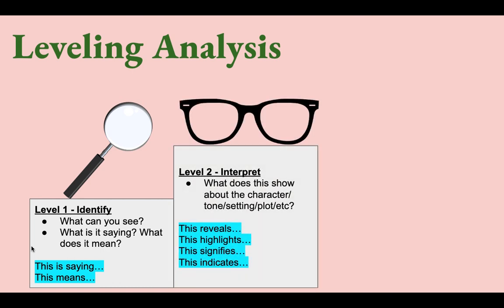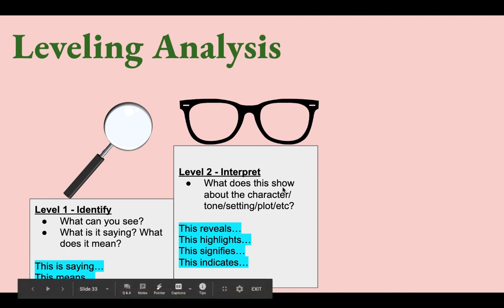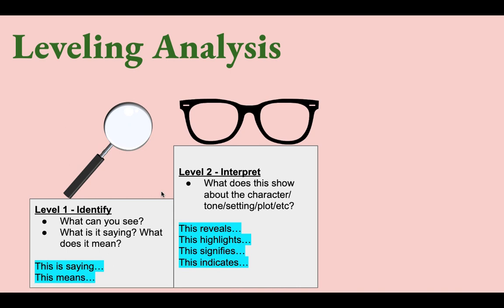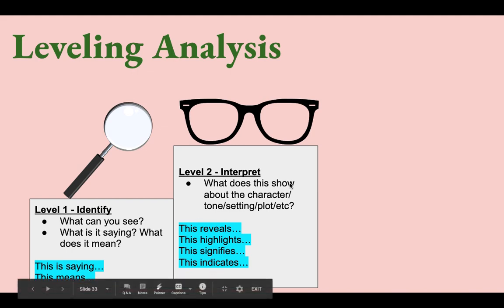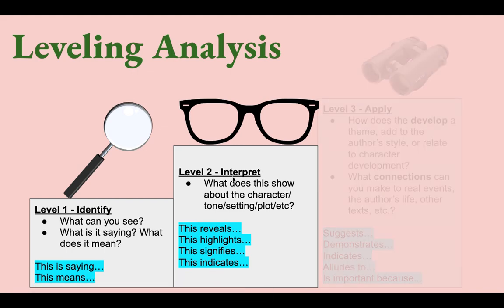Level 2 would be interpreting that. So what does it show about the character? See the irony here. What does it show about the character? Tone, setting, plot. So use phrases like "this reveals," "this highlights," "this signifies," "this indicates." Avoid using "show" all the time.